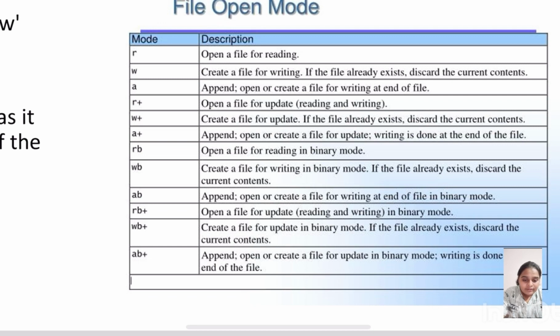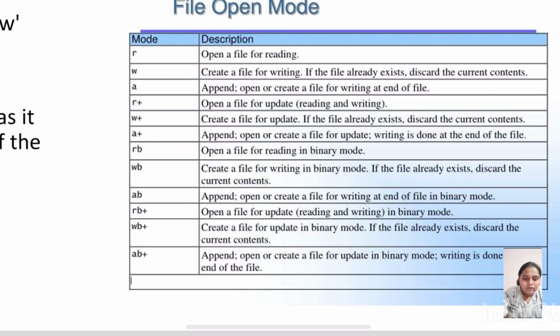rb: open a file for reading in binary mode. wb: create a file for writing in binary mode. ab: append, open or create a file for writing at the end of the file in binary mode. rb+: open a file for updates, reading and writing in binary mode. wb+: create a file for updates in binary mode; if the file already exists, discard the current content. ab+: append, open or create a file for update in binary mode; writing is done at the end of the file. These are the file open modes.